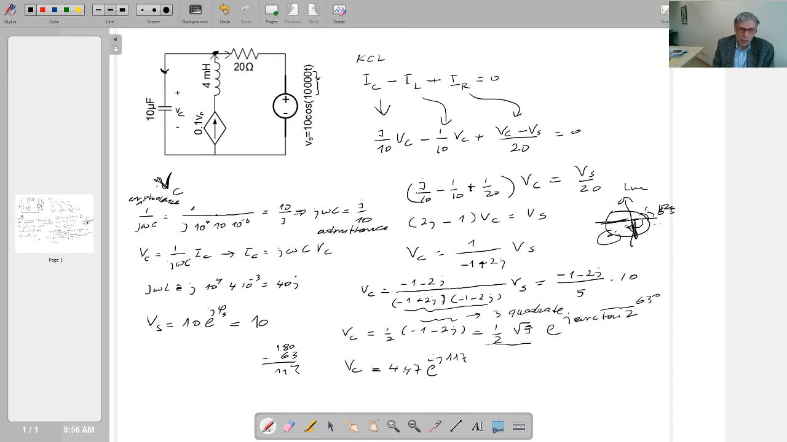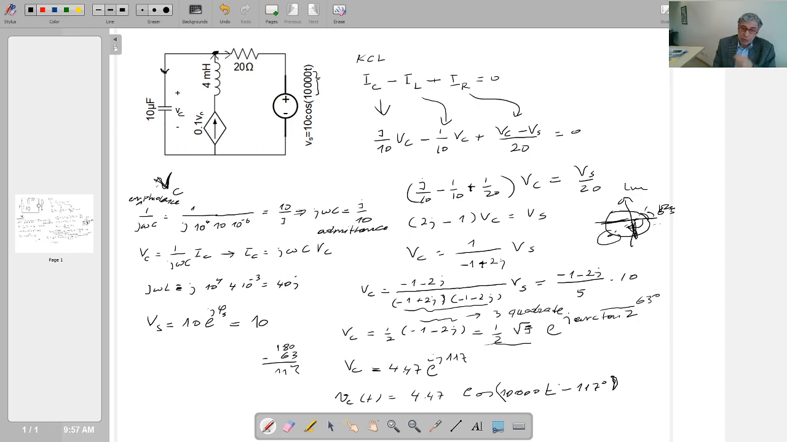If I write the corresponding cosine function for this phasor, it's going to be Vc(t) equal to 4.47 cosine. This part is going to be the same because the independent source angular frequency is the same for all the elements, currents and voltages. So 10,000 omega t minus 117 degrees. This is not omega, of course, that is t. Omega is this. So this is my sinusoidal function. This is what is asked.